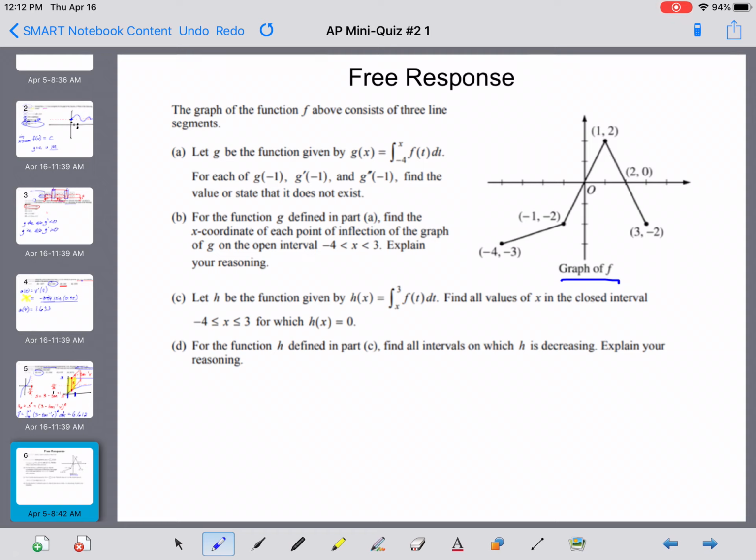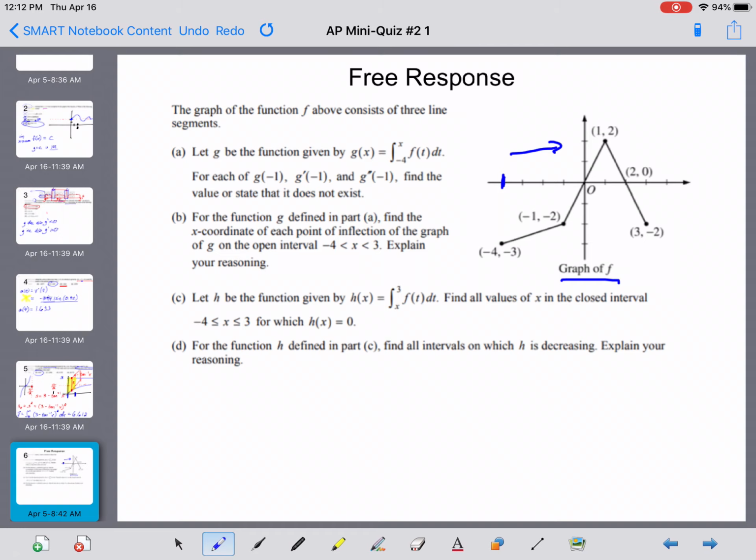Let g be the function given by this integral right here. G is a definite integral of f of t starting right here at -4 and then moving to the right from that, it looks like. Okay, and for each of g of -1, g prime of -1, and g double prime of -1, find the value or state that it doesn't exist. Okay, so let's get working on this one.